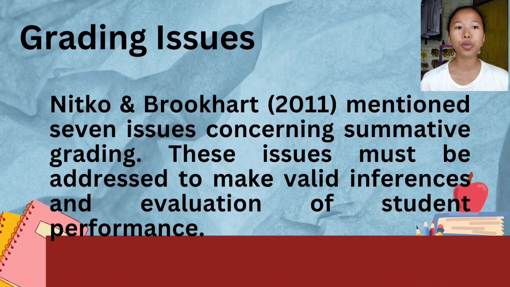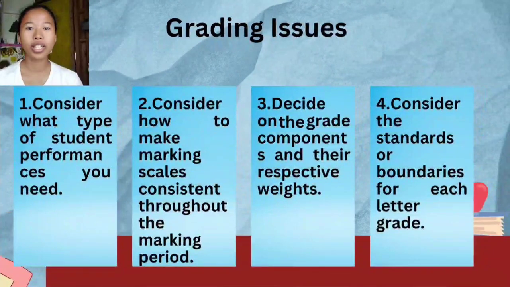These issues must be addressed to make valid inferences and evaluation of student performance. So what are the 7 issues? Let's discuss. Let's start with the number 1 grading issue. Consider what type of student performance you need.